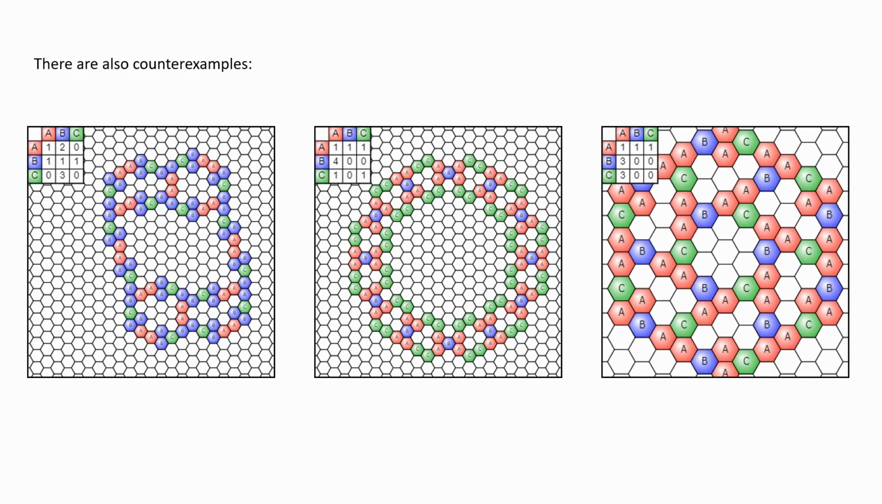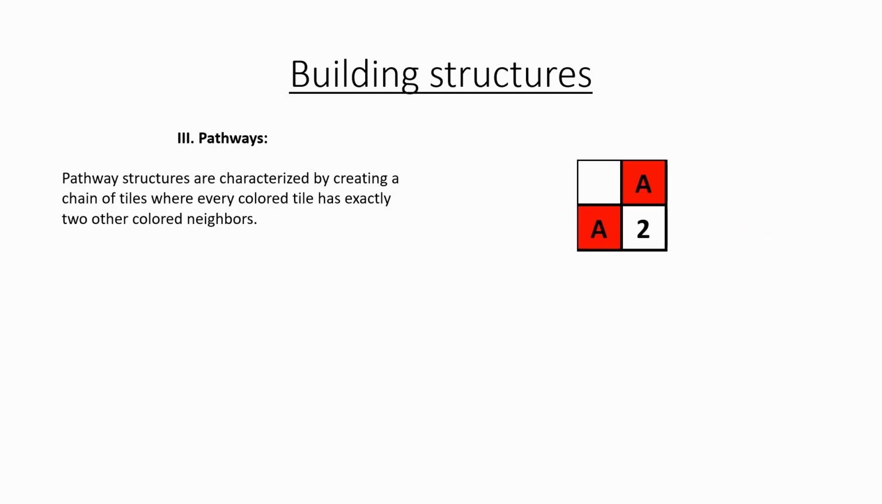Pathway structures are characterized by creating a chain of tiles, where every colored tile has exactly two other colored neighbors. What length of chains can be created on a given regular tiling? In the same way as in the case of searching for combinations, we have no luck with the 5 platonic solids. We have to go through all the possibilities.